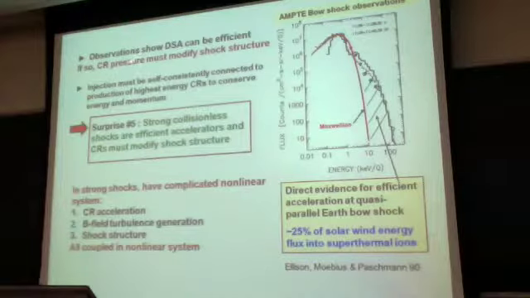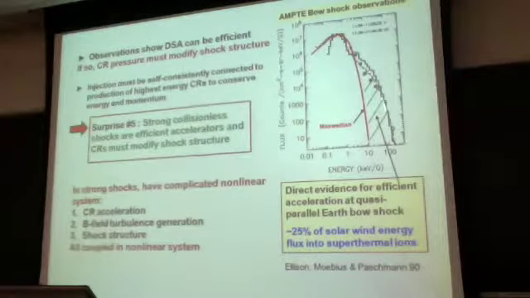The next surprise is that not only do shocks accelerate particles, but there's also now clear evidence that they can be very efficient accelerators. And if they are efficient, then the injection, the process I just talked about, must be self-consistently connected to the production of the highest energy cosmic rays to conserve momentum and energy. So surprise number 5: strong collisionless shocks are efficient accelerators, and that means that the process becomes nonlinear. The cosmic rays have to modify the shock structure.